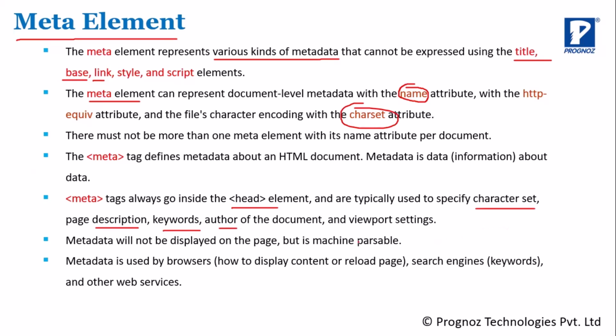Charset and the others are nothing but what we can call values. Metadata will not be displayed on the page. It is just machine parsable, just machine readable. Whenever we are using any search engine, it just goes to search the keyword, whichever keyword we are searching. You search on the search engine, and it gives priority to your website.